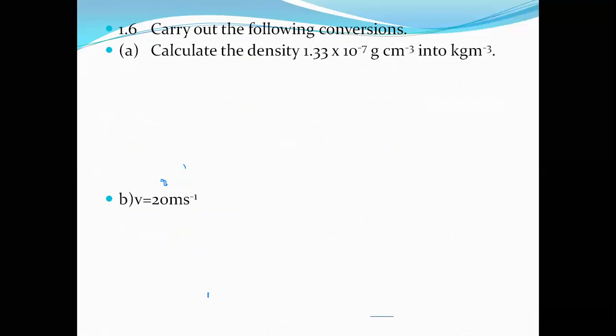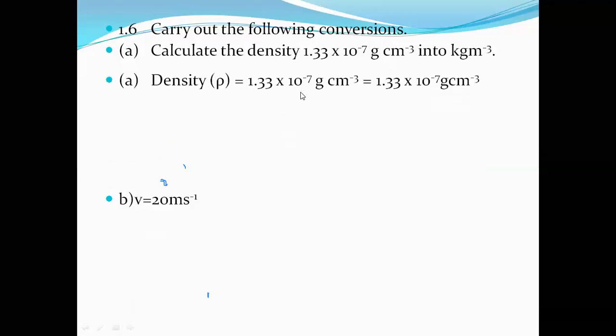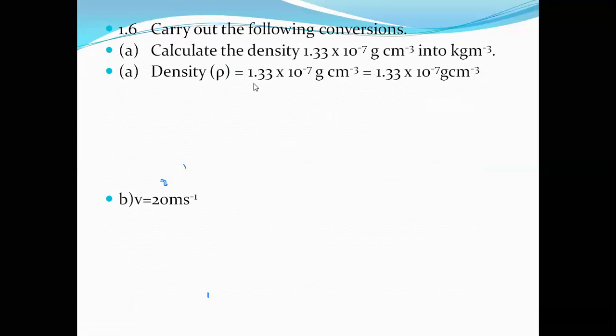Now, part 1.6, carry out the following conversion. Calculate the density 1.33 into 10 to the power minus 7 grams per centimeter cube into kilograms per meter cube. In this case, we have to convert this value, which is in gram per centimeter cube, into kilogram per meter cube. So we know the density is 1.33 into 10 to the power minus 7 grams per centimeter cube.